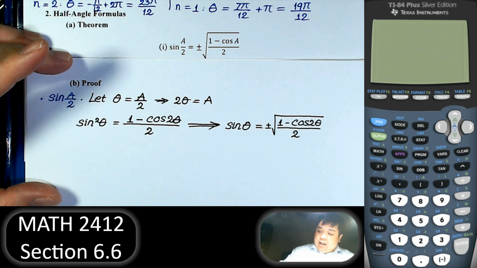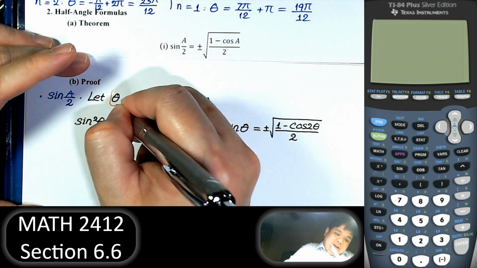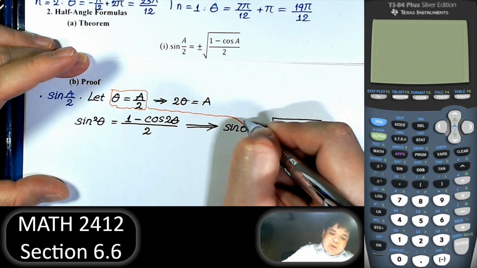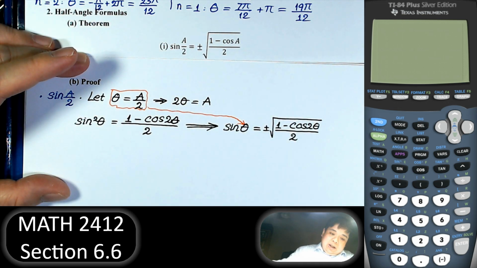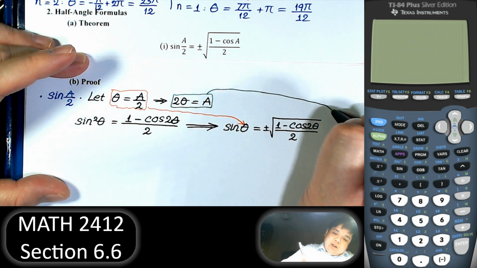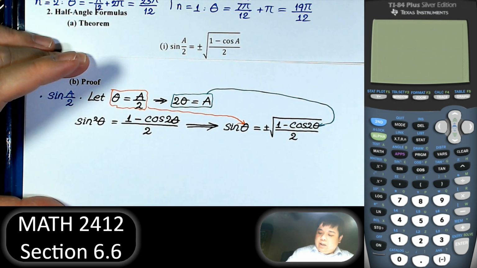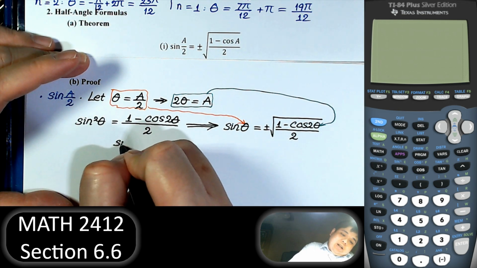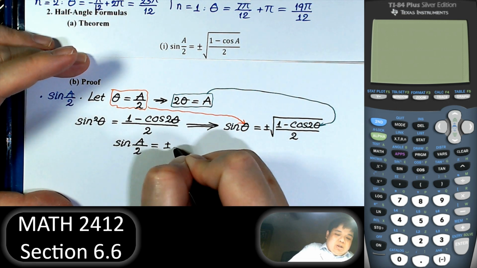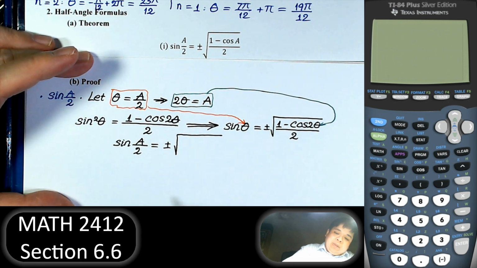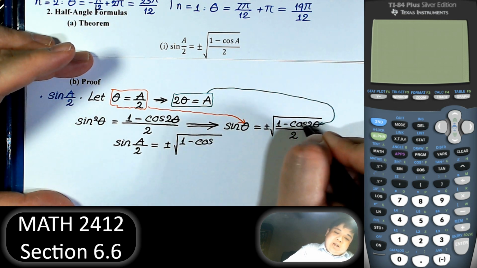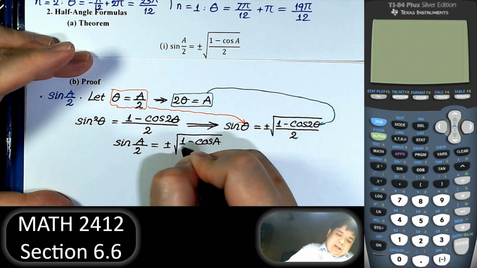And then it's easy. We have theta equal to A over 2, so replace A over 2 into here. And 2 theta is A, replace that into 2 theta here. And we end up with sine of A over 2 equal to plus or minus the square root of 1 minus cosine of A, and then divide by 2.